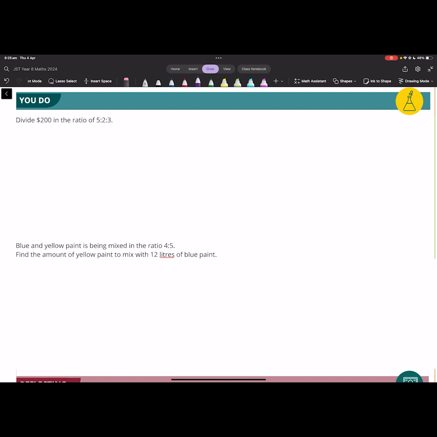All right, here we go. Total parts, 5 plus 2 plus 3 is 10. 1 part, 200 divided by 10 equals 20. And therefore the ratio is 5 times 20, 2 times 20, 3 times 20. Oh, that shouldn't be a times, that should be a ratio. And then we've got 100, 40, and 60. And that adds up to 200, so we're in business.